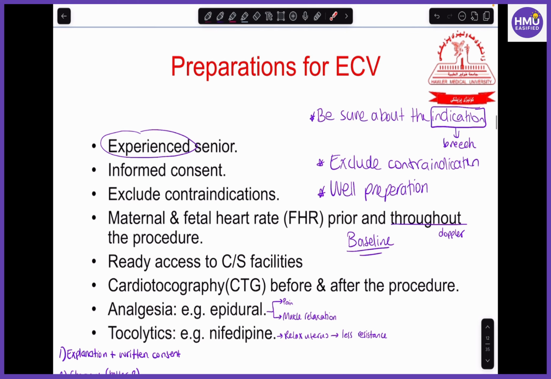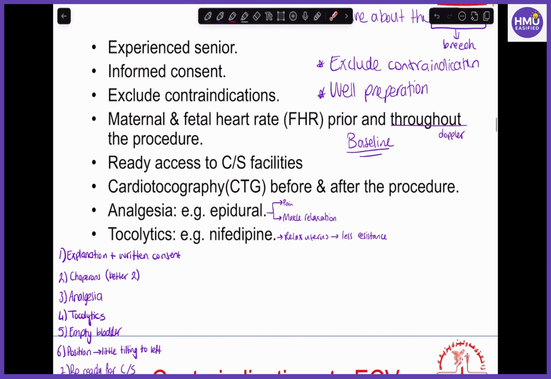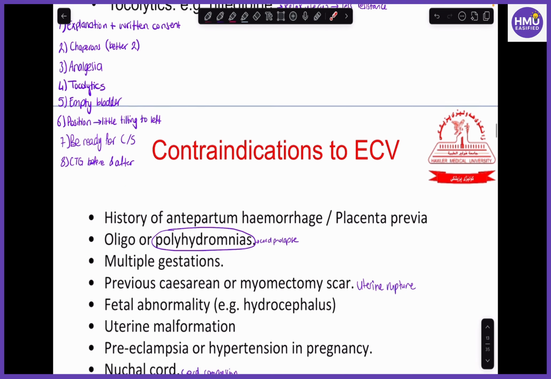Preparation for ECV. First, we should be sure about the indication, which is breech. Then exclude contraindications and ensure good preparation. So the preparation: an experienced senior, informed consent, which must be written consent, and exclude contraindications.